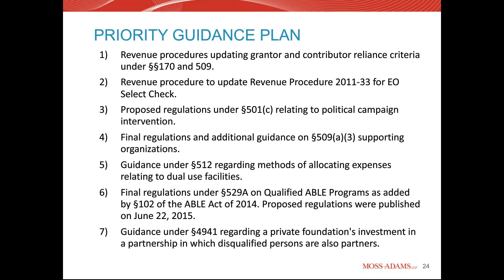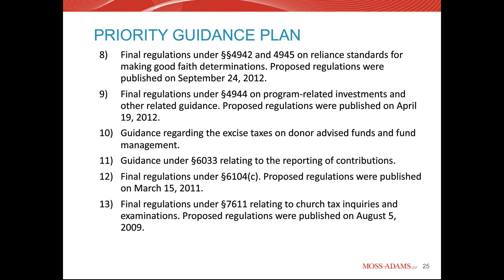They want regulations for the ABLE program, that's Achieving a Better Life for Disabled Individuals. That was passed December 2014. And it's a tax advantage savings account for disabled people. Guidance on investment in a partnership with disqualified persons. Good faith determination standards, we can check this one off. They did final regulations in September 2015.